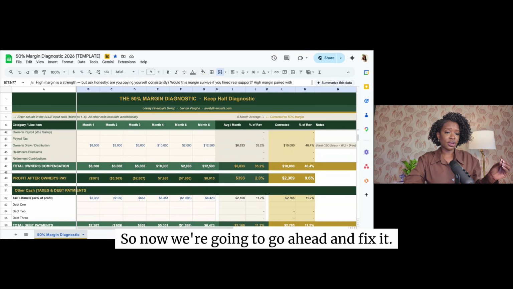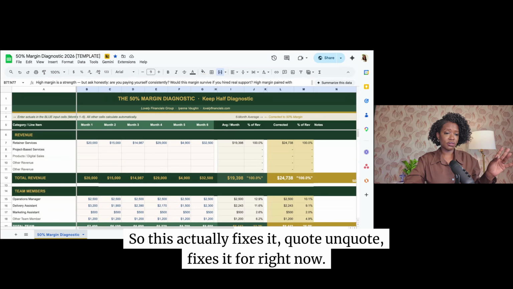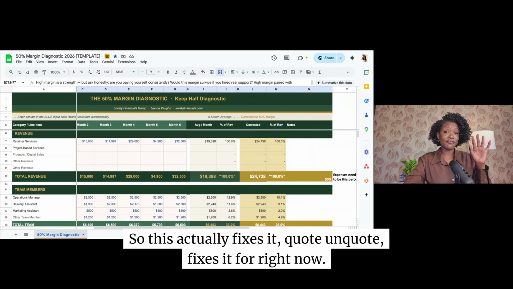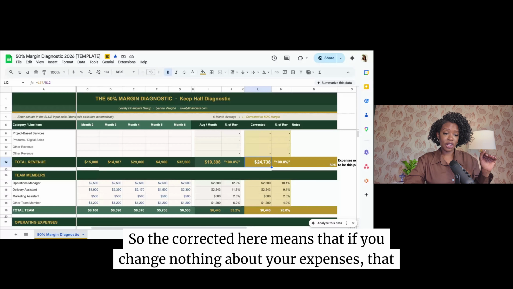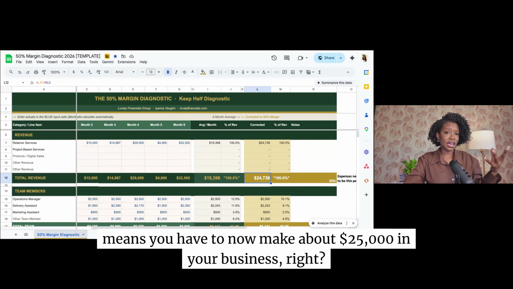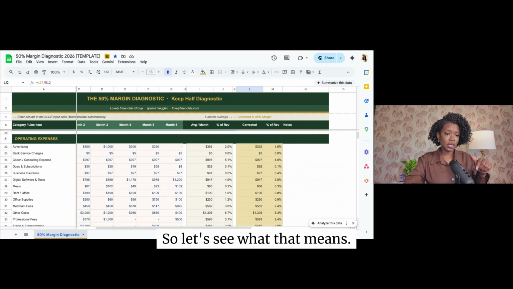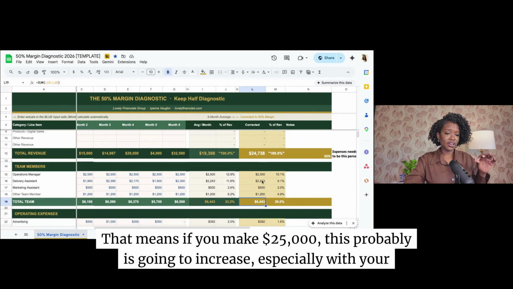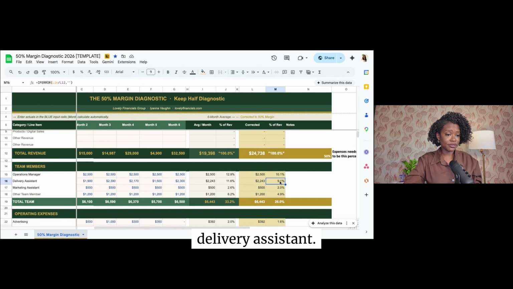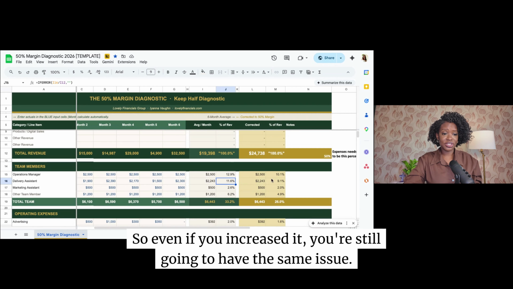So now we're going to go ahead and fix it. So this actually fixes it, quote unquote, fixes it for right now. The corrected here means that if you change nothing about your expenses, you now have to make about $25,000 in your business, right? So let's see what that means. If we have no changes here to team members, that means if you make $25,000, this probably is going to increase, especially with your delivery assistant. It's 11% of your revenue. So even if you increased it, you're still going to have the same issue.